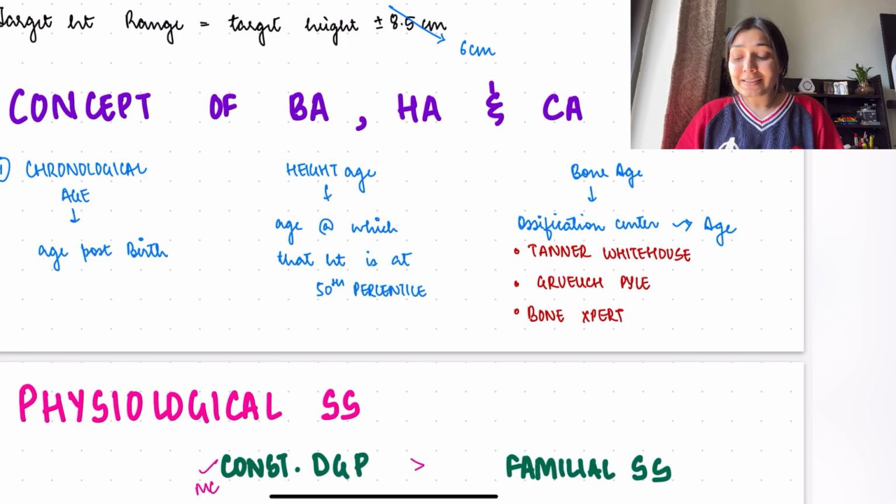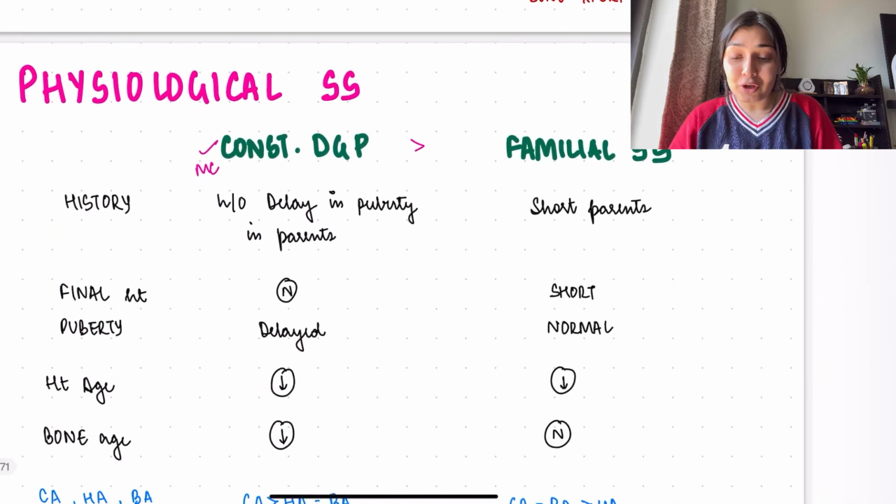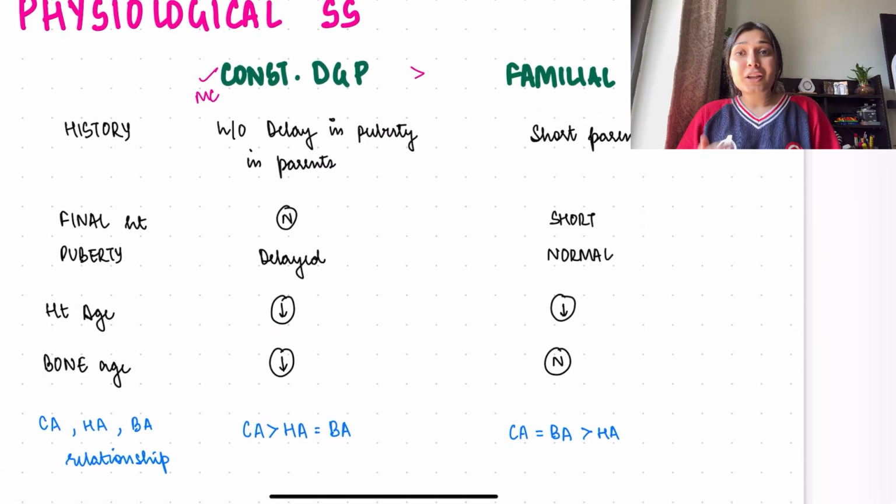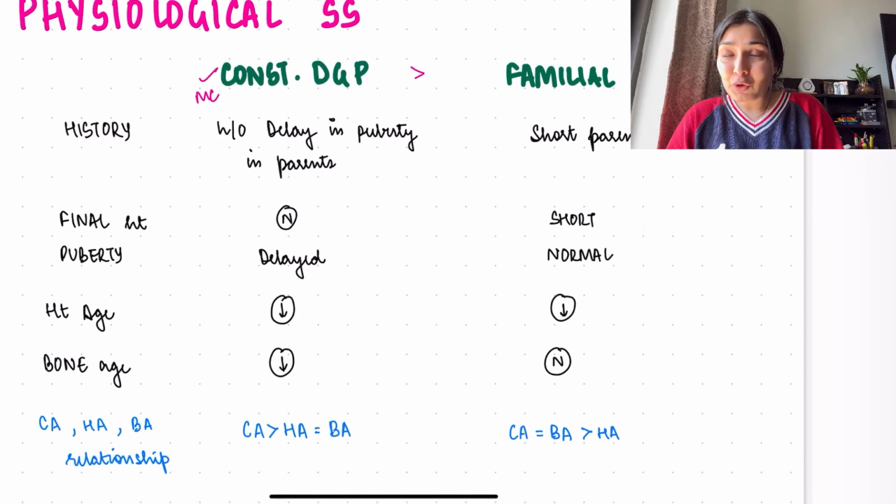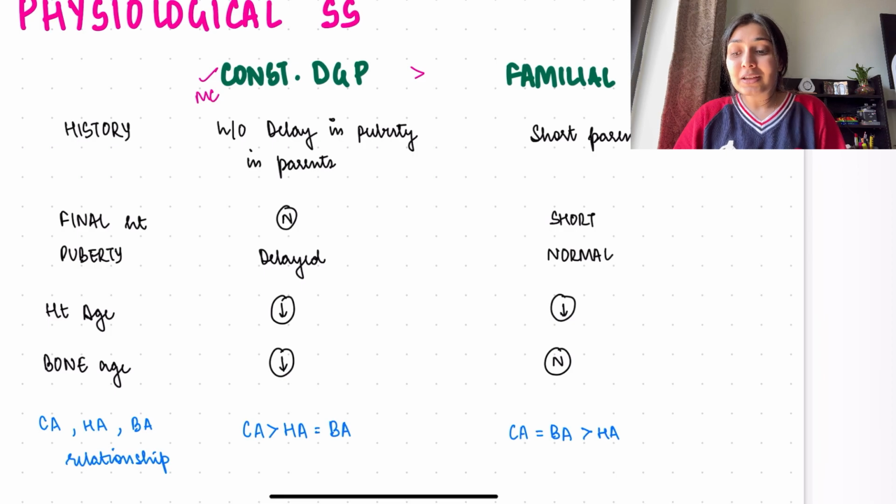So now let's dissect down into physiological short stature. The two main examples here that we are going to discuss are constitutional delay in growth and puberty, and familial short stature. Familial short stature is easy for us. My parents are short, that's why I am short, right? The parents are short, that's why the child is short. Nothing more to be done here, right?